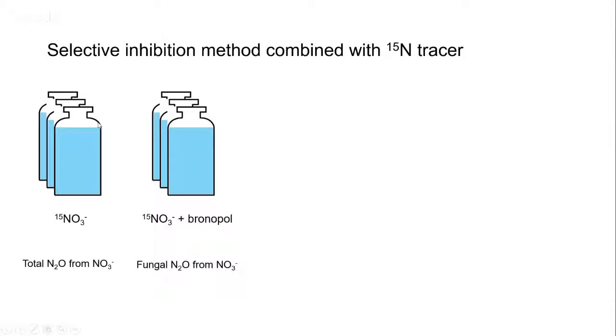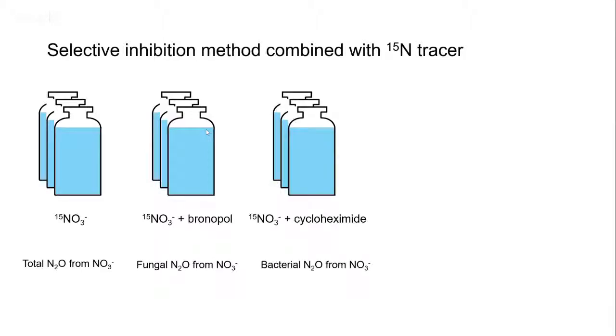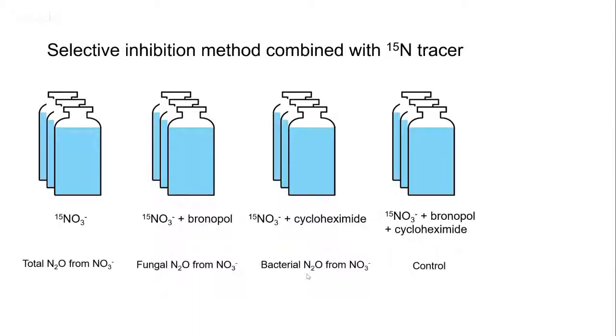And if we add a specific inhibitor, in this case, I have chosen bronopol as an antibacterial agent to inhibit bacterial activity, presumably what I have left is only nitrous oxide produced from fungal activity. And similarly, I could also add a fungal inhibitor. In this case, I've chosen cycloheximide, and this should tell us the bacterial contribution of nitrous oxide being produced from nitrate. And to be thorough, I also included a control where I have added both bronopol and cycloheximide.